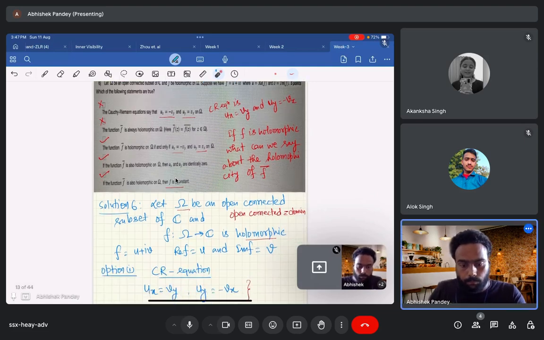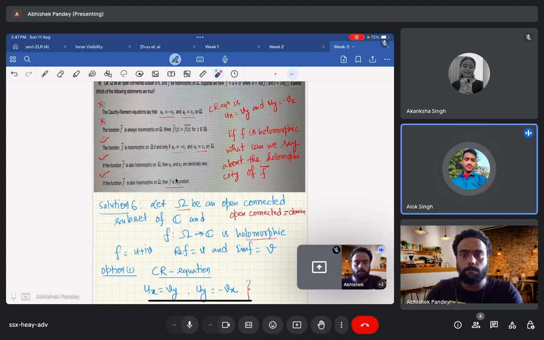Okay, so this is also clear. If f bar is also holomorphic, then u_x and u_y are identically 0. So all three automatically hold for a constant function.